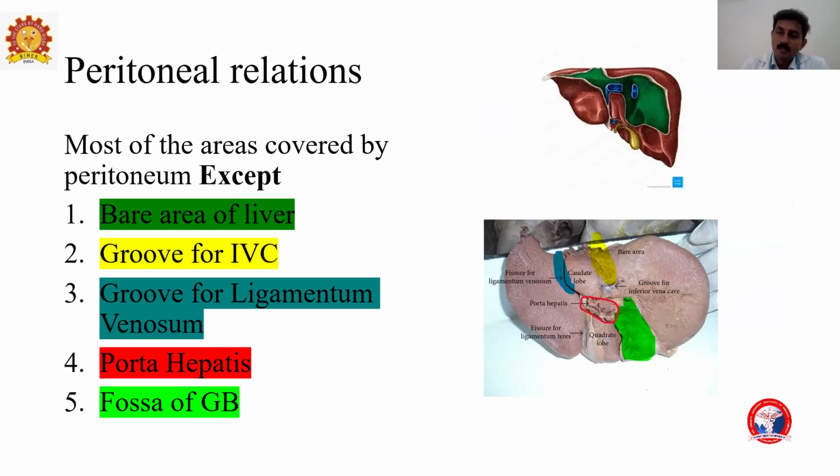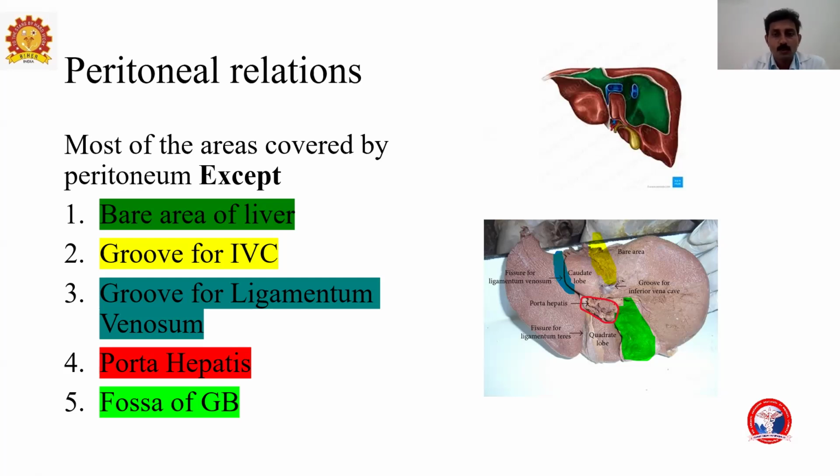Now, all the areas of the liver are covered by peritoneum except at a few areas. So, almost it is an intraperitoneal organ. Entirely it is covered by what peritoneum? Visceral peritoneum, except a few regions. How many regions? 5 regions.